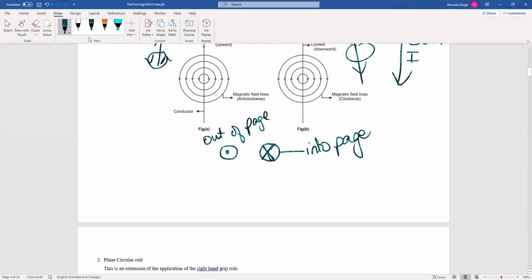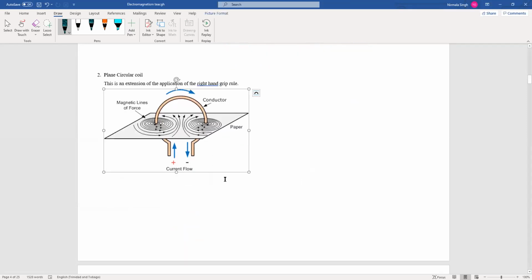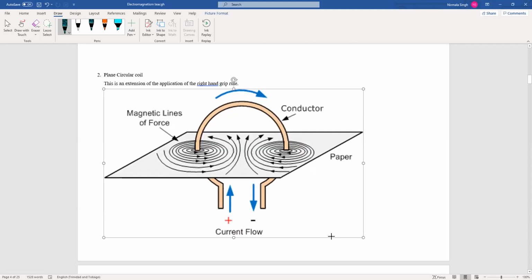So moving on. This is easy to remember. You don't even have to remember this, just apply the right-hand grip rule. Plain circular coil. This is an extension of the application of the right-hand grip rule. All right, so let's look and see how this is an extension of the right-hand grip rule.